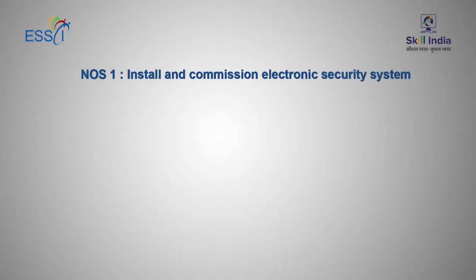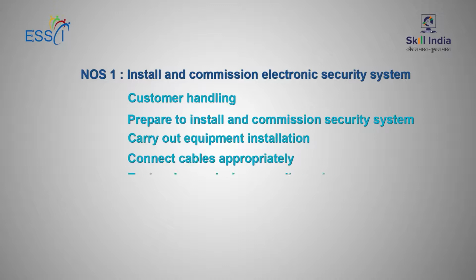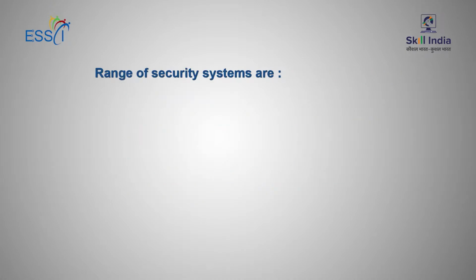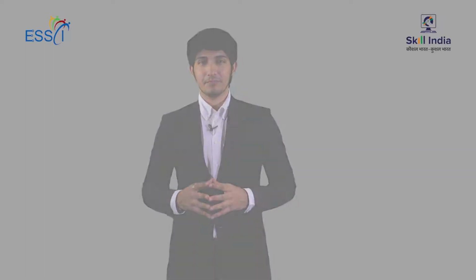NOS 1. Install and commission electronic security system. This consists of customer handling, prepare to install and commission security system, carry out equipment installation, connect cables appropriately, test and commission security system, post installation activities. The range of security systems are CCTV surveillance, access control systems, fire detection and alarm system, intruder alarm systems. Now let us see how to install CCTV surveillance system, access control system, burglar and fire alarm systems.